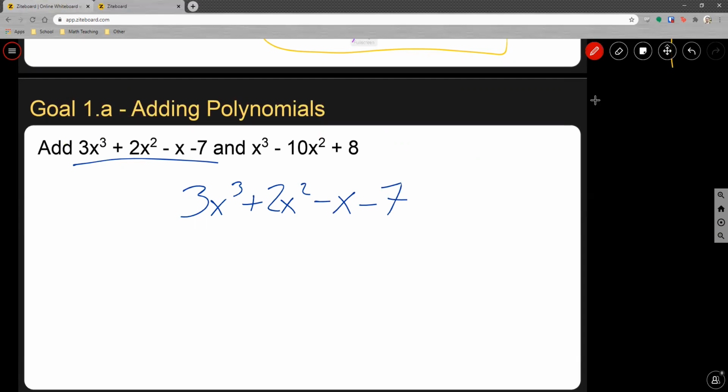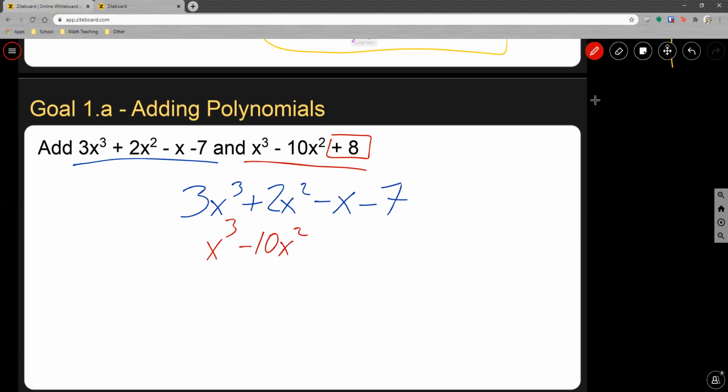So I put that polynomial up on top, and then I'm going to place the second polynomial below. So I've got x to the third minus 10x squared. Now this is where we have to be careful. Remember, I mentioned place value is important. We've got a plus 8 here. Notice I'm missing an x to the first power.